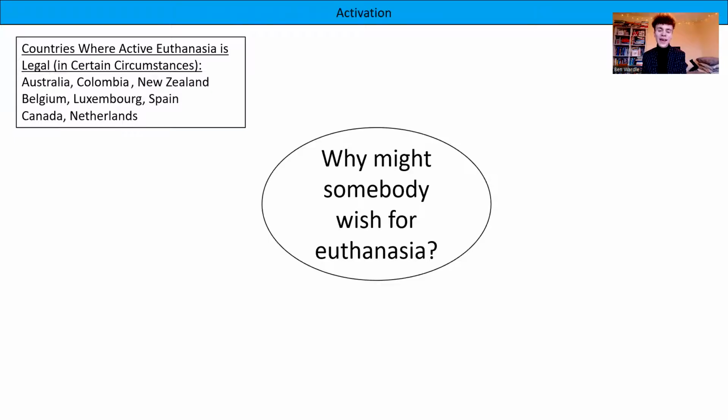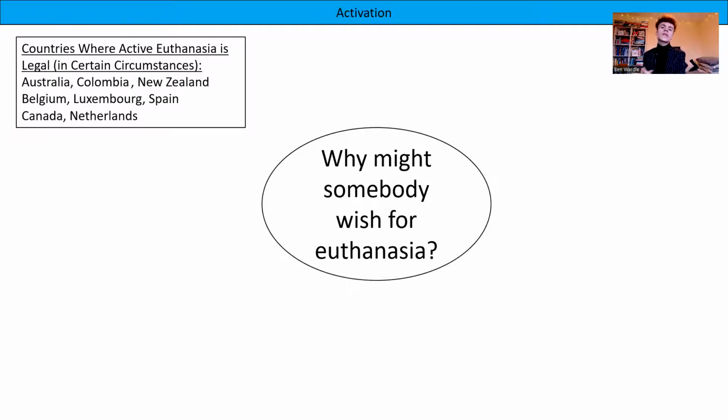So let's start by asking, why might somebody wish for active euthanasia? In terms of where they can actually have active euthanasia, this is legal in certain circumstances in Australia, Colombia, New Zealand, Belgium, Luxembourg, Spain, Canada, and the Netherlands.